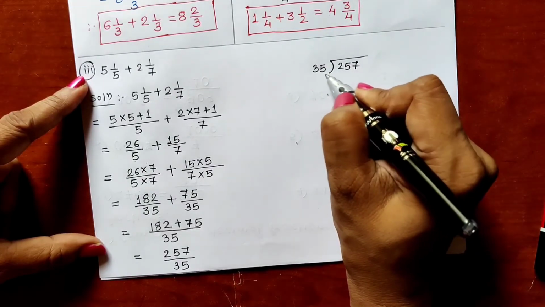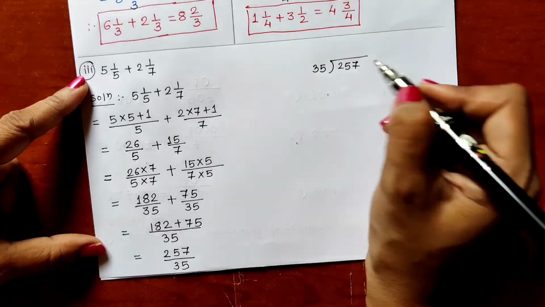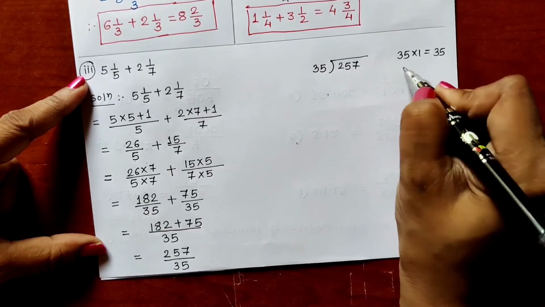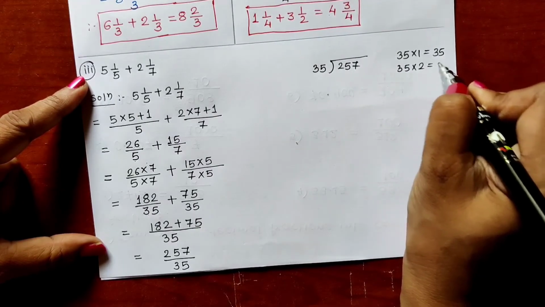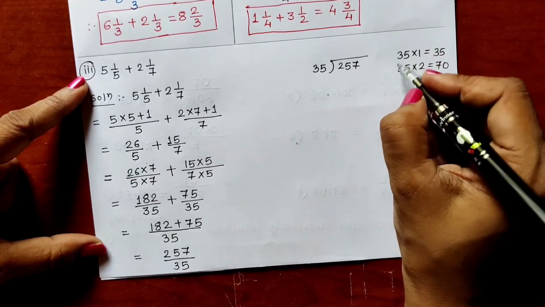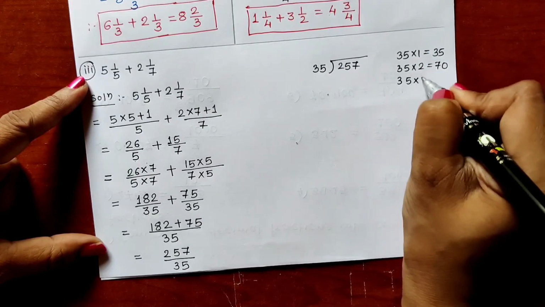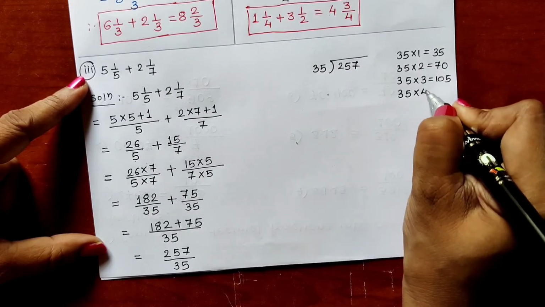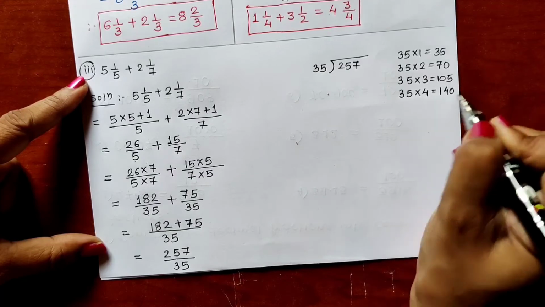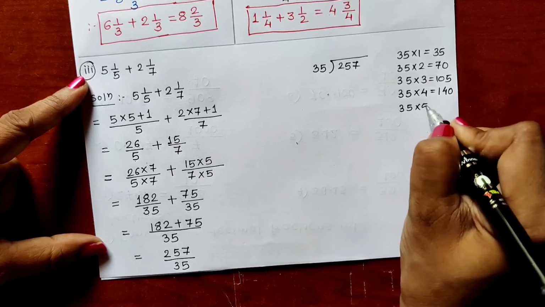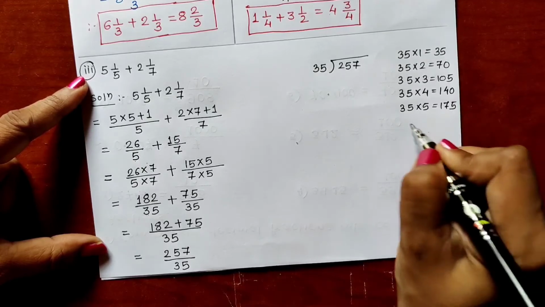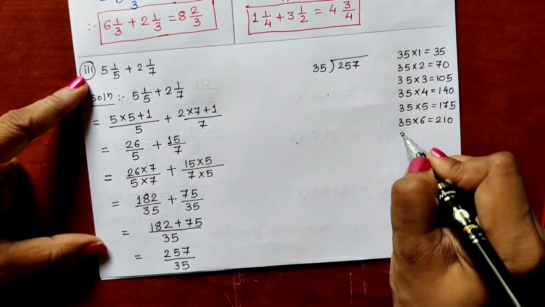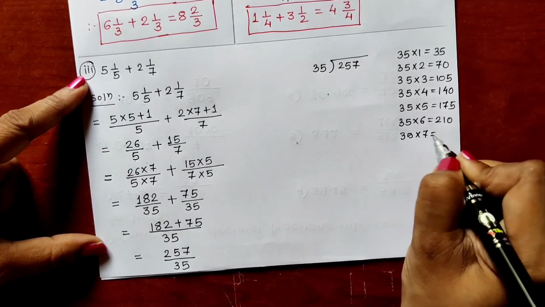As we all know, 35 is a very big number. We don't know its table. So make the table of 35 first. 35 ones are 35. 35 twos are 70. 35 threes are 105. You have to multiply and write the answers. 35 fours are 140. 35 fives are 175. 35 sixes are 210. 35 sevens are 245.